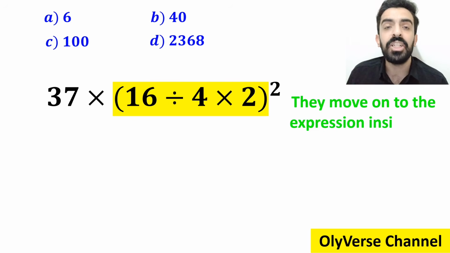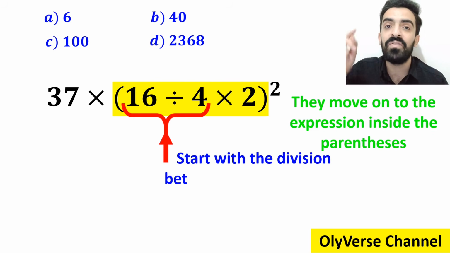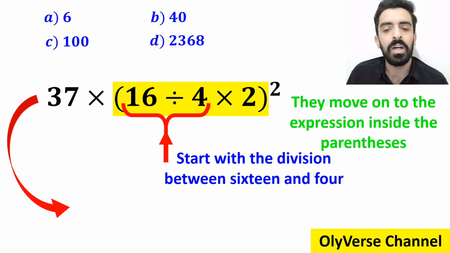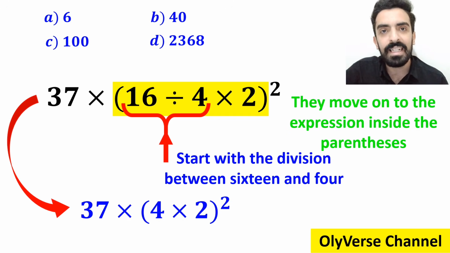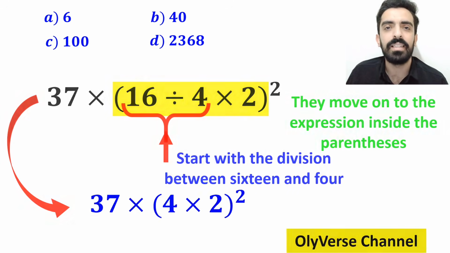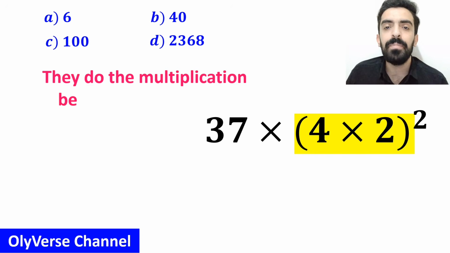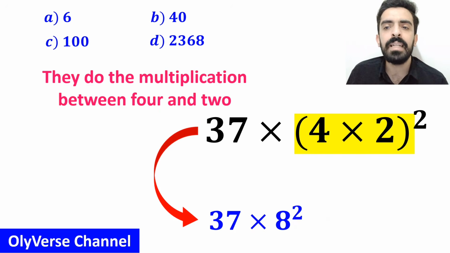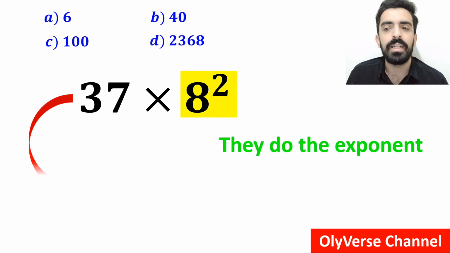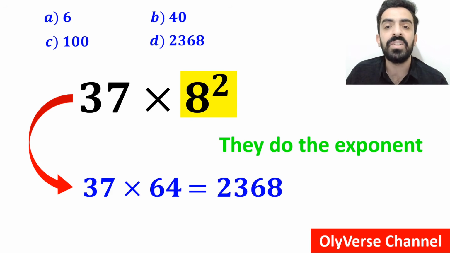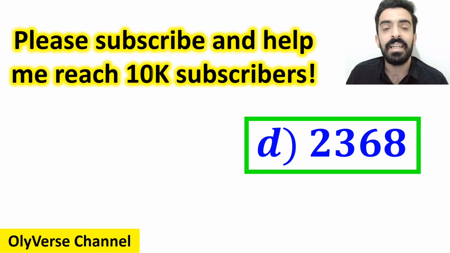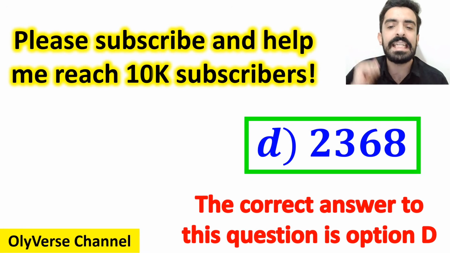Then they move on to the expression inside the parentheses and solve the division between 16 and 4. So they simplify this to 37 multiplied by (4 times 2) all squared. Next, they do the multiplication between 4 and 2 and write 37 multiplied by 8 squared. Finally, they do the exponent and get 37 multiplied by 64, which gives them the answer 2368. Then they quickly say that the correct answer is option D.